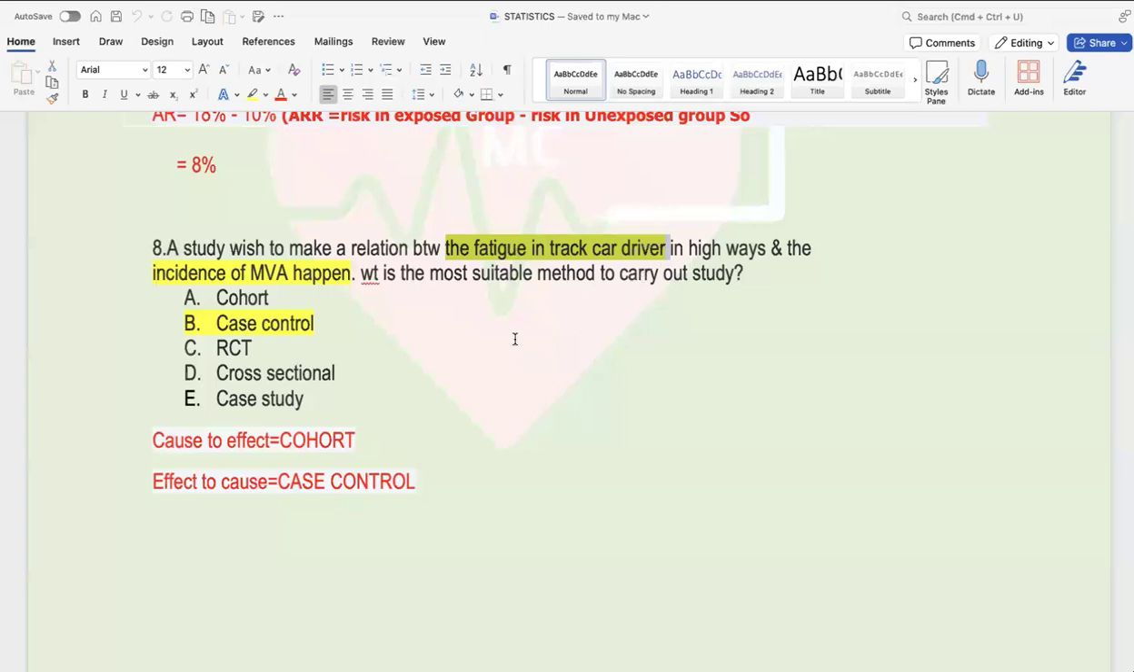The only way to do this study is if we find a group of motor vehicle accident and we find out whether they were fatigued during driving. So what are we doing? We are going backward to find out the cause, right? So that's the time we use a case control. So case controls are used in this kind of scenarios when you can't go forward, and mostly because of ethical issue. That's right.